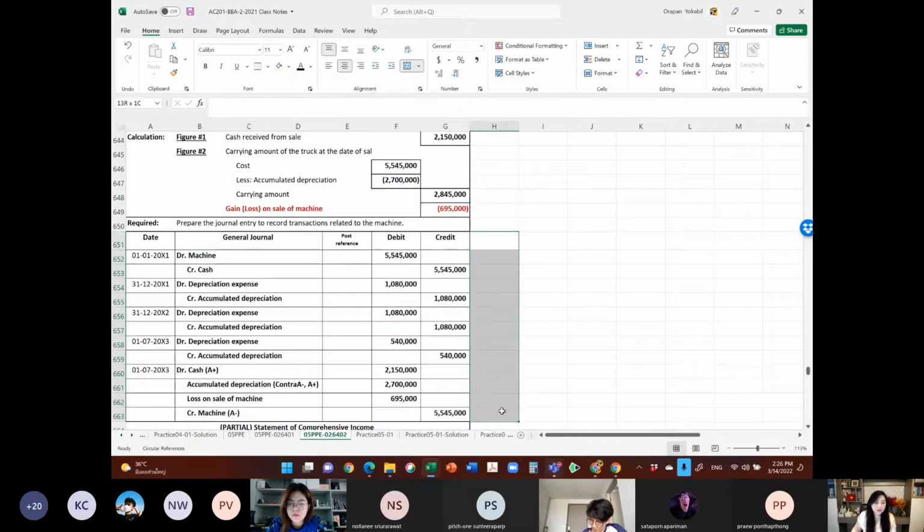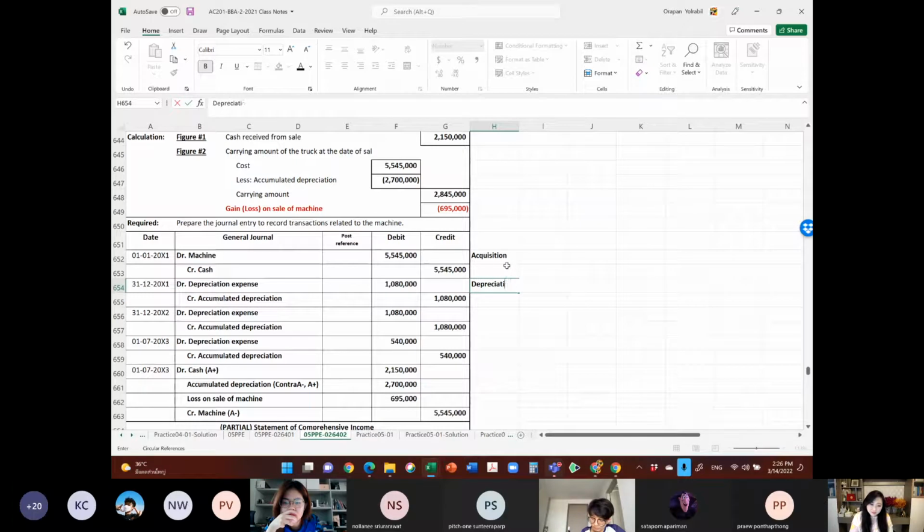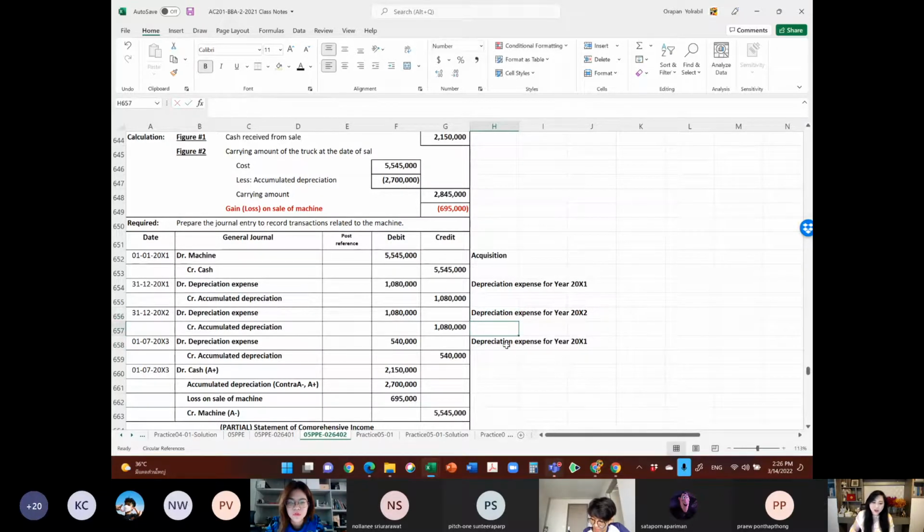Now you can record the transaction. First of all, you have to record the acquisition of the machine by recording debit to machine, credit to cash. And second, you have to record the depreciation expense for year 2000x1, a full year, and then this is another year and this is another year. So for year 2, it's 1 full year, and for year 3, it's 6 months only. And lastly, you have to record the sale of this particular machine. And as you can see, you have to record the loss on the debit side.